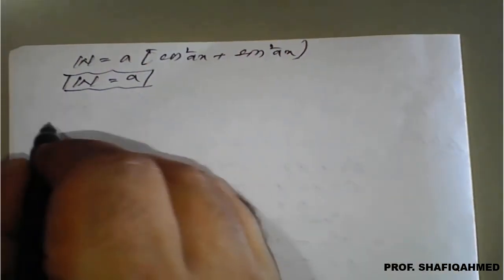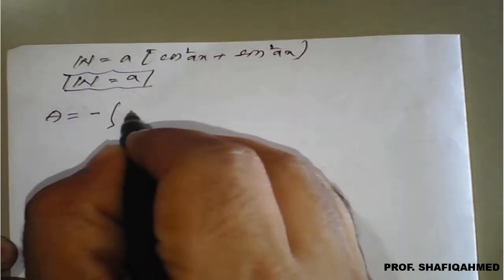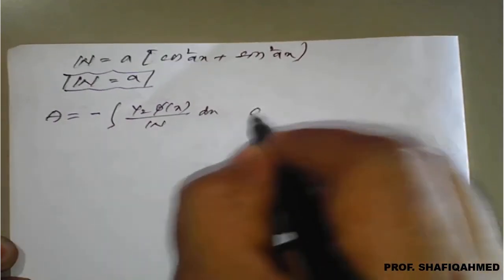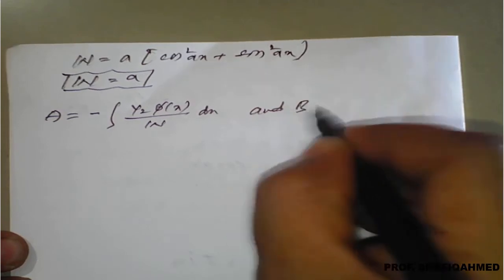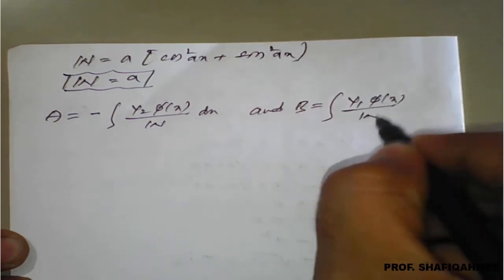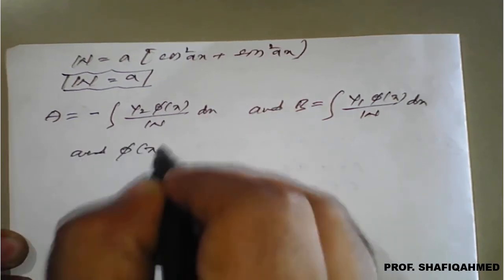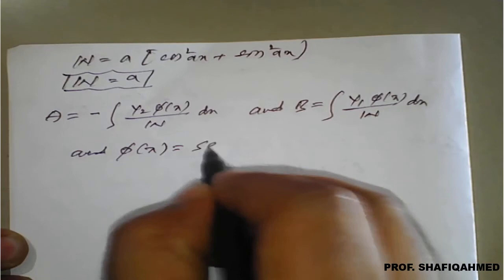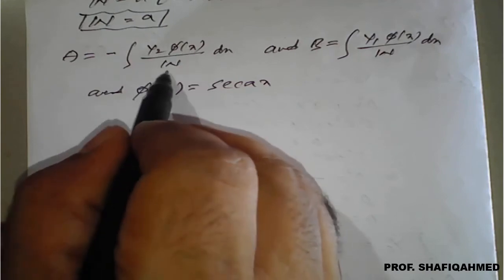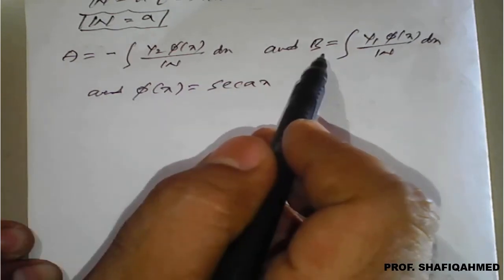Now the formula for A is given by minus integration of y2 phi of x divided by W into dx, and the formula for B is given by integration of y1 phi of x divided by W into dx. According to the question our phi of x is the right-hand side, that is secant of ax. We'll apply everything, get the value of A first, then the value of B.